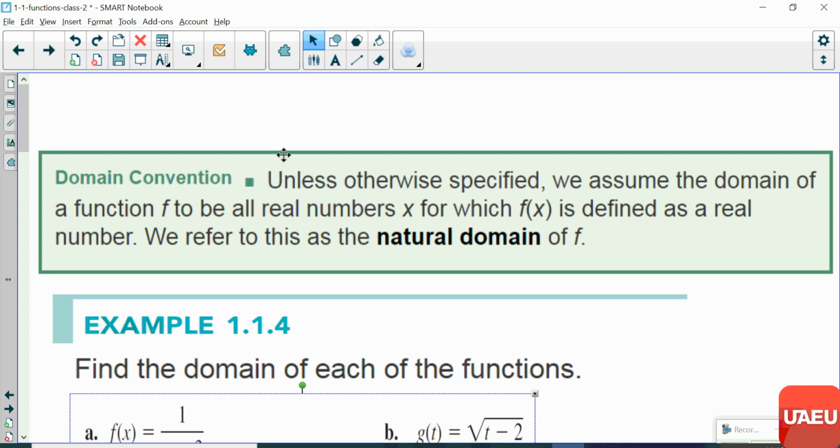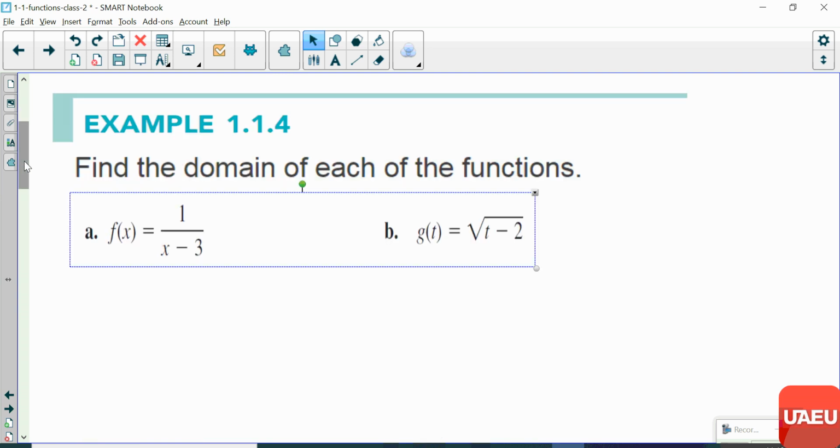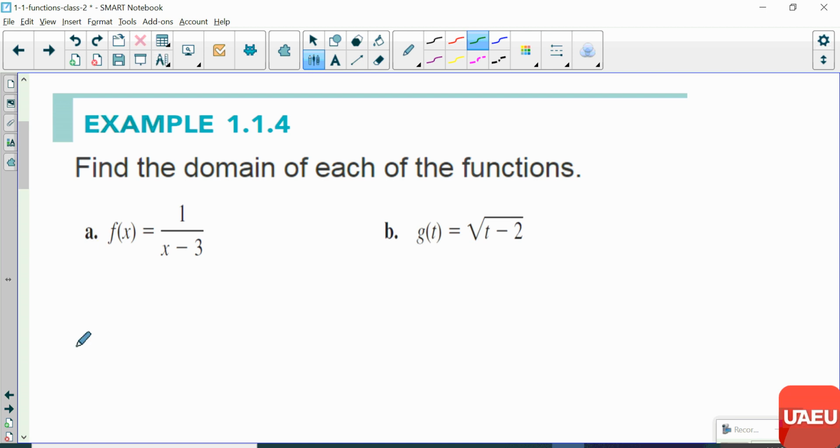So let's use these two examples to illustrate what we mean when we're talking about a domain. The exercises ask us to find the domain of each of the functions. So we have A and B. In part A, we have a function f of x equal to 1 over x minus 3. So the domain is all real numbers x such that this function f of x is defined as a real number. I can tell that there could be a challenge in getting a result if the denominator is 0.